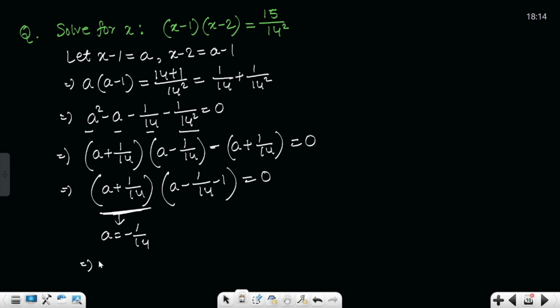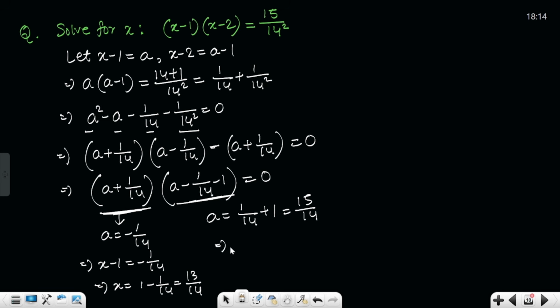So if we put a equal to x minus 1, this will be x minus 1 equal to minus 1 by 14. So x will be equal to 1 minus 1 by 14. So our first solution is 13 by 14. We got our first solution of x. The second solution we will get from here. From here we can say a will be equal to 1 by 14 plus 1, or you can say 15 by 14, right? Now a is equal to x minus 1. So x minus 1 will be equal to 15 by 14. So x will be equal to 15 by 14 plus 1, which is equal to, you can say, 29 by 14. So we got two solutions.